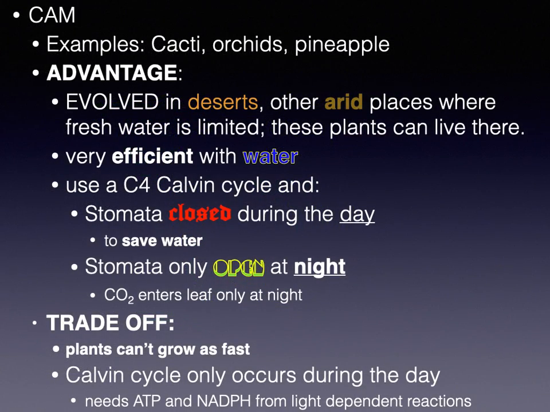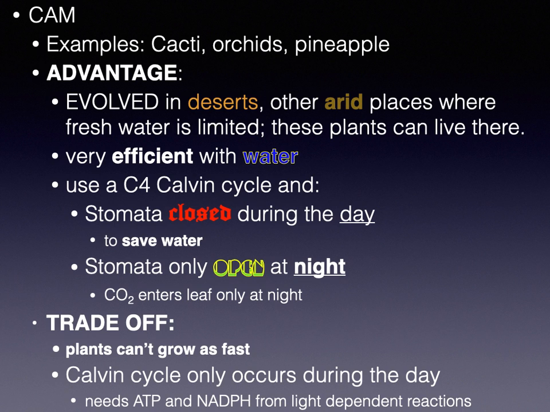Then there are CAM plants. The examples of CAM plants are cacti, orchids, and pineapples. You've all seen those. The advantages: these evolved in deserts and other very arid or super dry places where fresh water is limited. These plants can live there. They are super efficient with water.